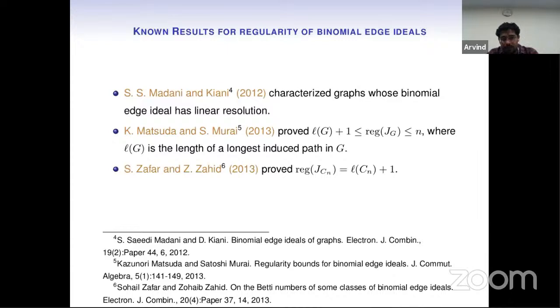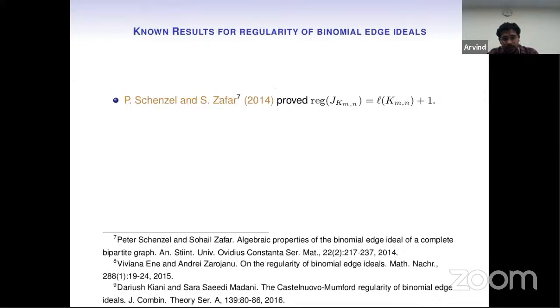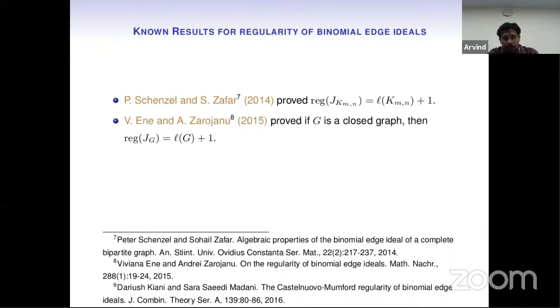Jaffer and Jahid found the regularity of the binomial edge ideal of cycles. Peter, Sencher and Jaffer obtained the regularity for complete bipartite graphs. And Ene and Zarojanu obtained the regularity of binomial edge ideals of closed graphs. In all these three cases the regularity is the length of the longest induced path plus 1. And Kiani and Saeedi Madani proved the Matsuda and Murai conjecture, that is, the regularity of J_G is n if and only if G is a path graph.